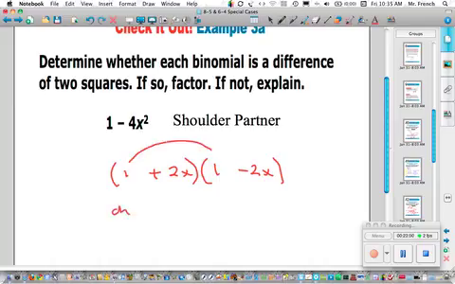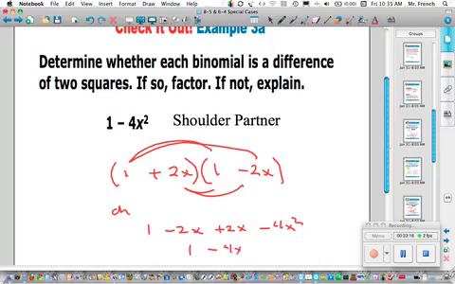So go ahead and multiply it so you get 1 minus 2x plus 2x minus 4x squared, and that'll give you 1 minus 4x squared. These two here will subtract out, and that's what we started with, so it checks, and there's your answer. So it's perfectly okay to, if you can see it, just write it down.